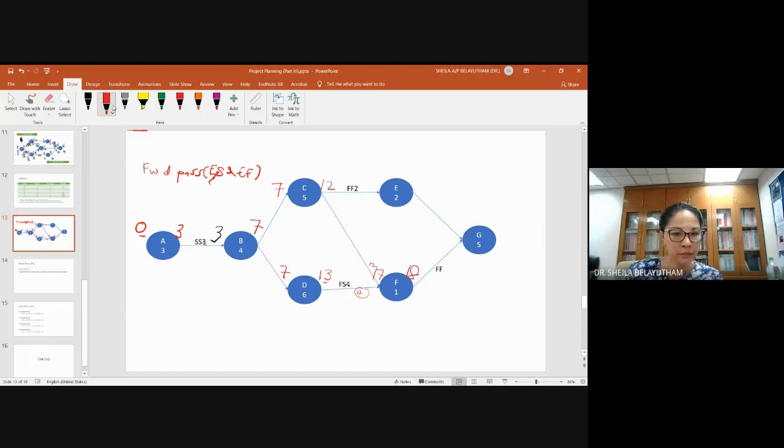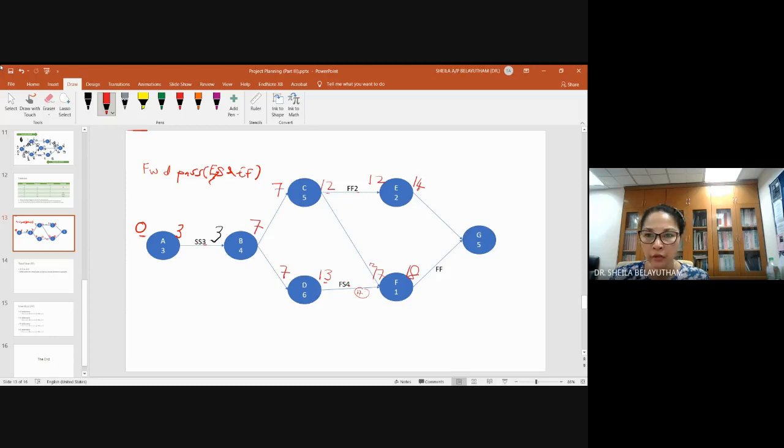18. Okay, so from C to E will be finish to finish 2. Meaning to say that activity E will finish 2 days after activity C finish. So finish to finish. Activity E will finish 2 days after activity C finish. So 12 plus 2, activity E will finish 14. 14 minus 2 days, activity E will start 12.